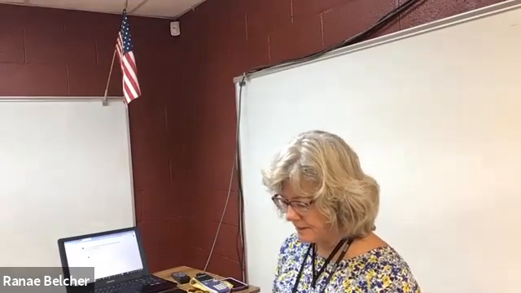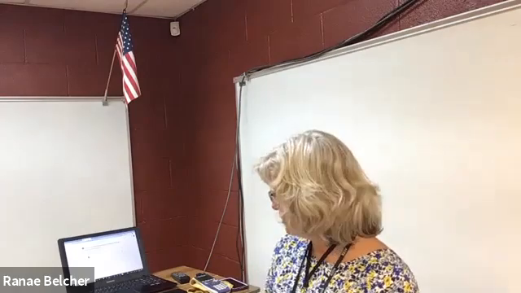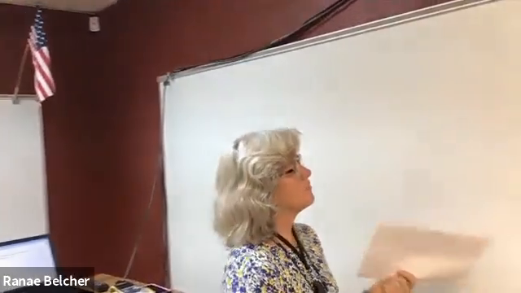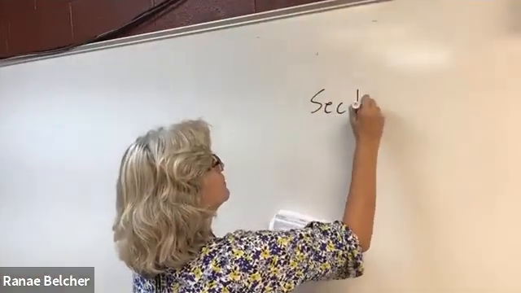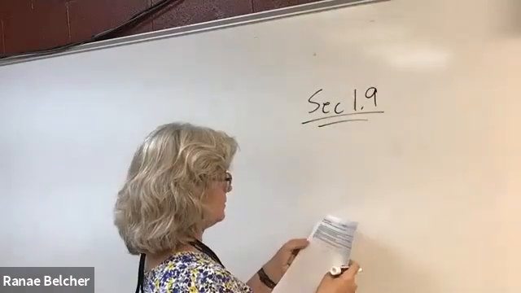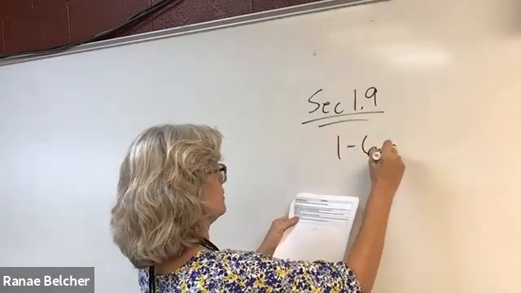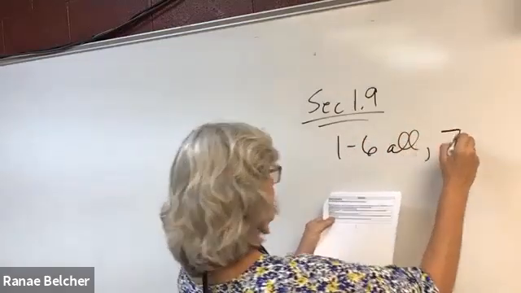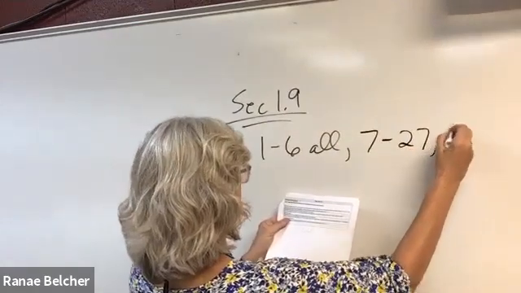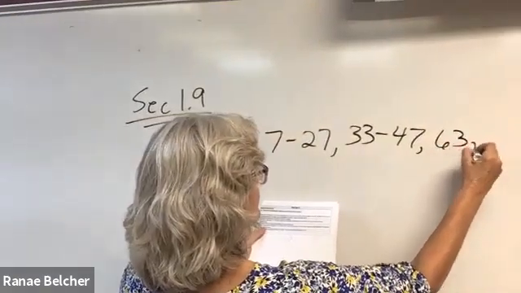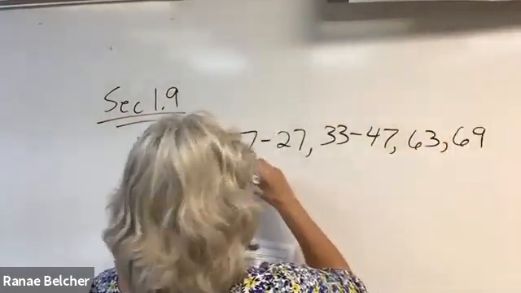So the assignment, and after we do the assignment in the back of the book, we'll do the organizer handout, the success organizer. Be sure to put this section on your paper, just put it as soon as you start. 1 through 6 all, those are the fill in the blank. 7 through 27 odd, 33 through 47, 63 and 69. And all of those are odds only.